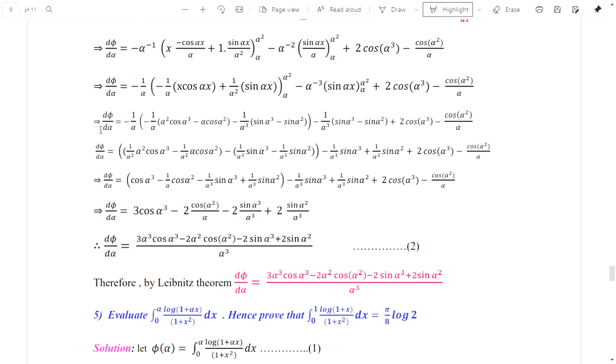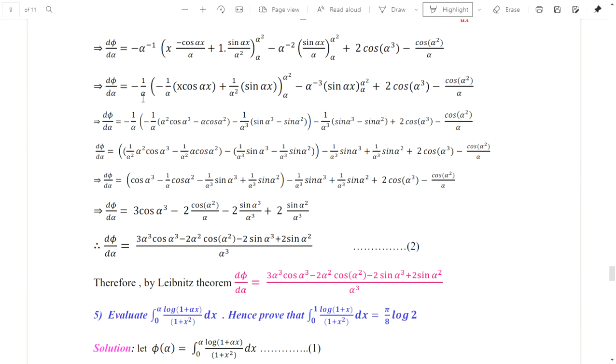That implies d phi by d alpha is equal to minus 1 by alpha into, now for this term apply the upper as well as the lower limits in place of x. So minus 1 by alpha into, upper limit is alpha squared, substitute in place of x, so that it will become alpha squared into cos of alpha into alpha squared, which is nothing but alpha cube, minus the lower limit alpha, so alpha into cos of alpha into alpha squared.